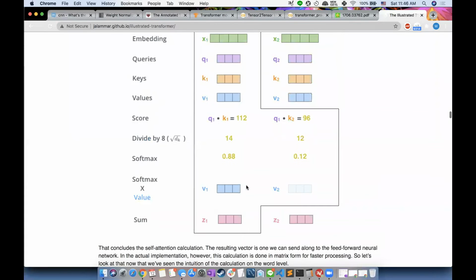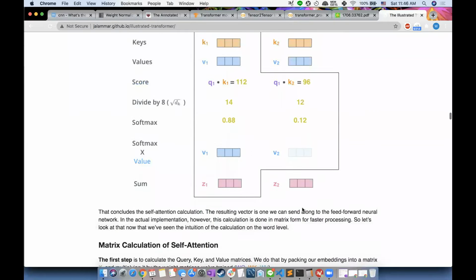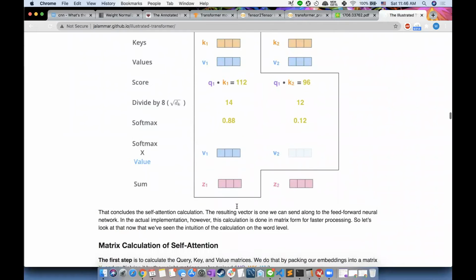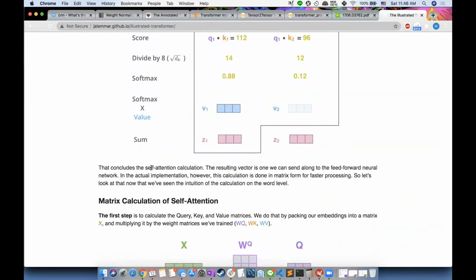And Z2, you do it all over again, all the previous steps. So this concludes the self-attention calculation. The resulting vector we can send along to the feed-forward neural network. In the actual implementation, however, this calculation is done in matrix form for faster processing. So let's look at that.